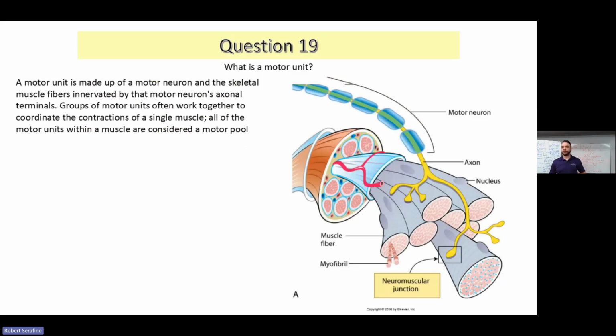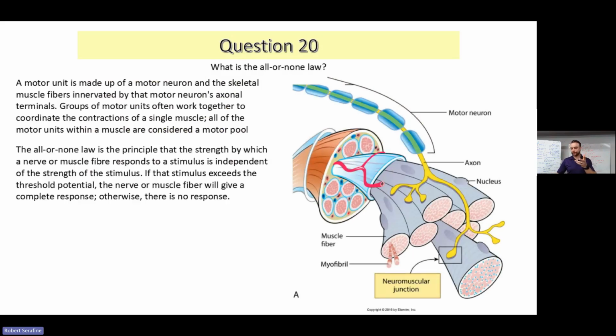Now, a muscle can have thousands of motor units, depending on its size. We call the totality of motor units the motor unit pool, or motor pool. So what does this matter?